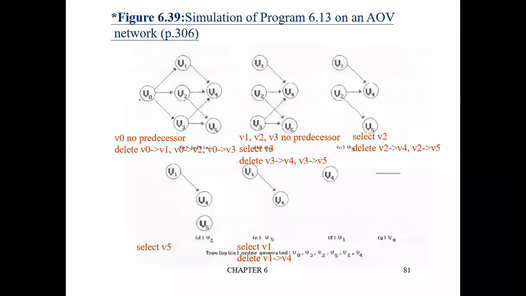Now you have to identify the vertex. The first job is to identify the vertex whose in degree is 0. Could you tell which vertex has in degree 0 here? Is there any such vertex? First you have to check. Yes, V0. The in degree of V0 is 0. All other vertices don't have 0 in degree.